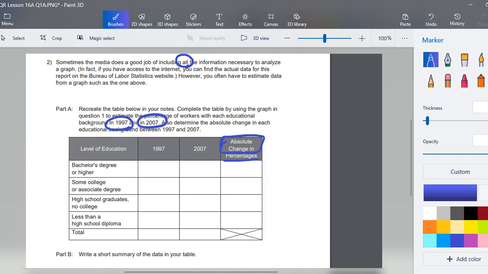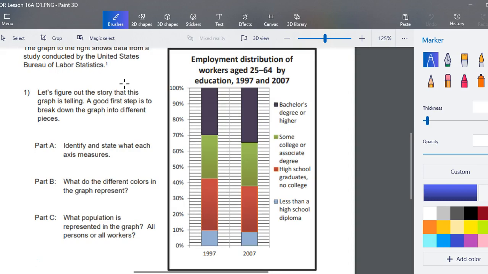You're looking at this page and the graph, and we're going to start by completing all of the numbers for 97. We're going to get a number for bachelor's, a number for some college, high school, and less than high school. And when we get done, it better be 100% in both of these columns. But right now, we're just starting with 1997. I'm going to start at the bottom, and these are going to be approximations, but we'll do the best that we can on our approximations.